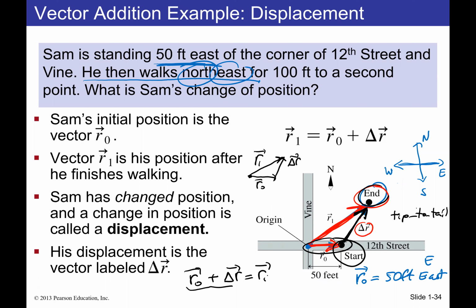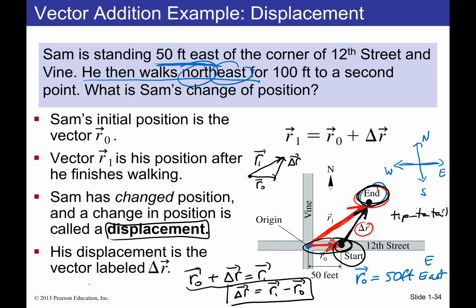So what I have here is this. If I rearrange this to solve for delta R, then delta R is equal to R1 minus R naught. And this delta R vector here is known as the displacement of the object, which is change in position. Because we have a starting position, which has its own position vector, and an end position, which has R1 as its own position vector. But delta R represents change in position going from the starting point to the end point.